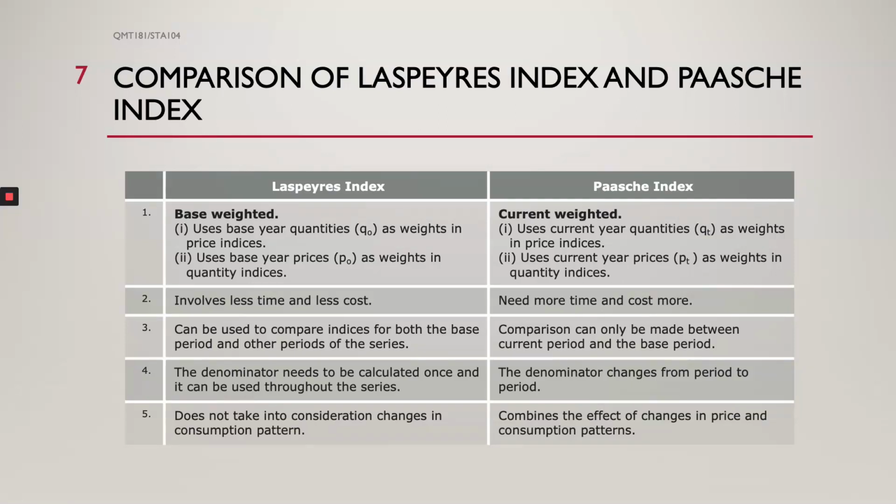If you look at the denominator under the Laspeyres index, you can see that the denominator only has to be calculated once throughout the series. However, for Paasche, the denominator changes. Why? Because you need to wait for current information, so it changes from period to period. The Laspeyres index does not take into consideration changes in consumption pattern, while the Paasche index combines the effect of changes in price and consumption pattern.